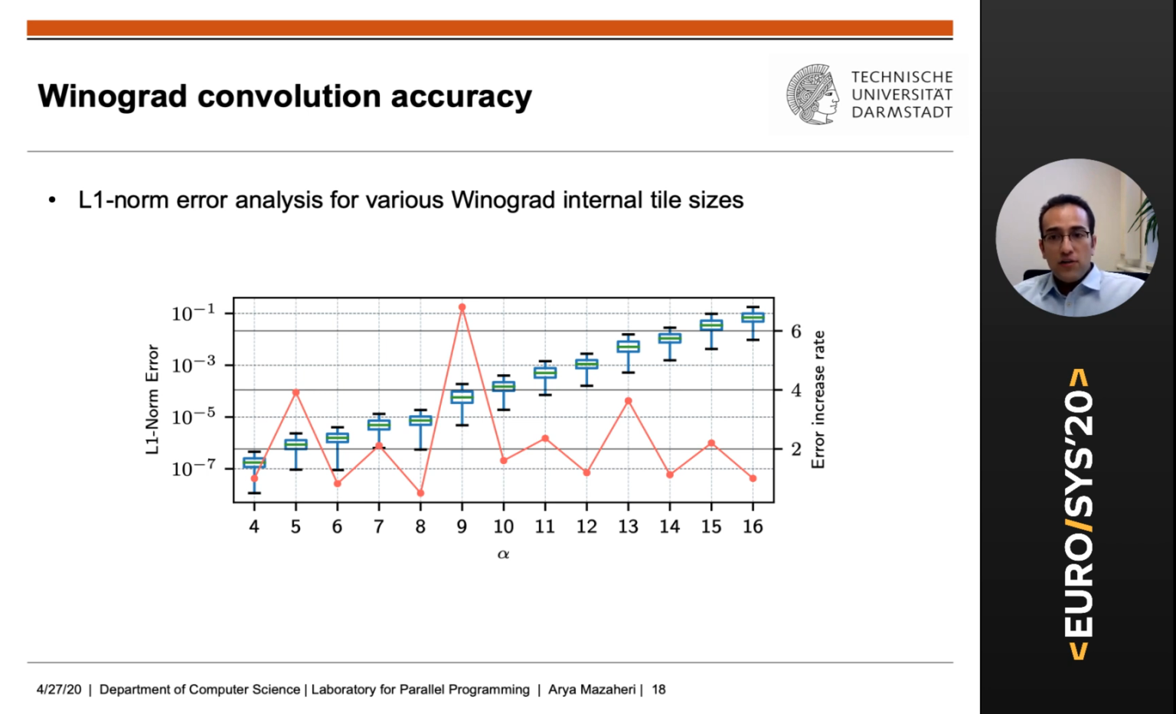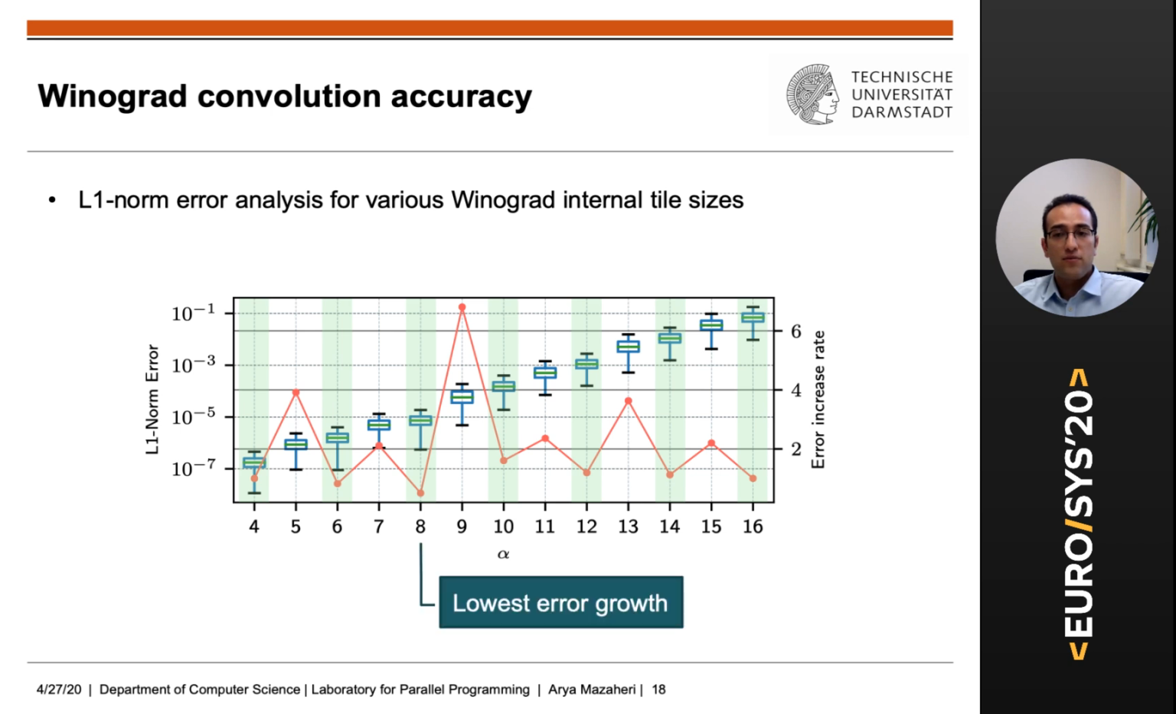Moving toward a larger Winograd internal tile size, as I said, leads to a higher accuracy loss. Therefore, we observe that the error rates increase for larger convolutions. However, it does not precisely follow an exponential trajectory, as other researchers previously mentioned. We notice that Winograd convolutions, even with even alpha, benefit from a lower error growth rate. Specifically, the lowest error growth is when alpha is equal to 8.